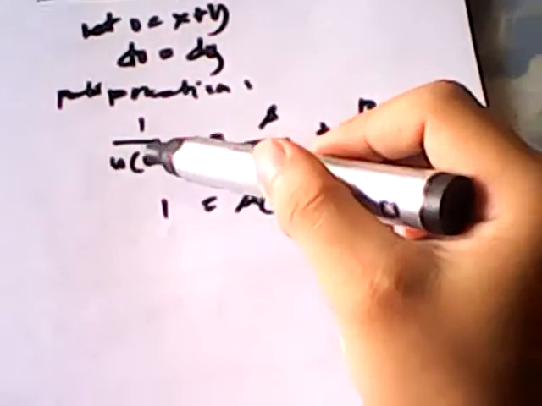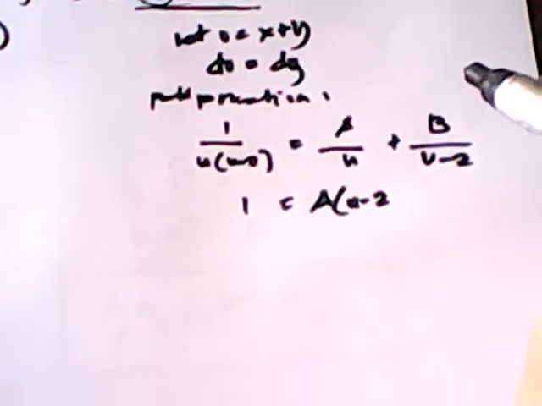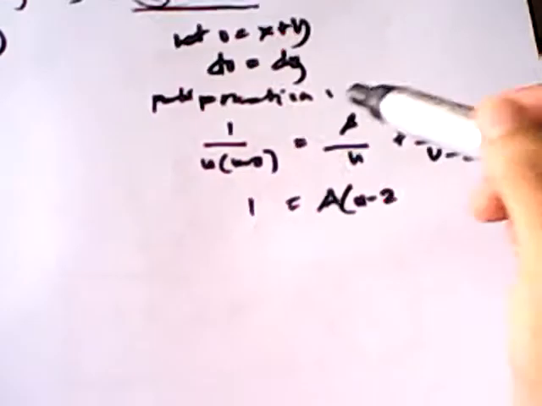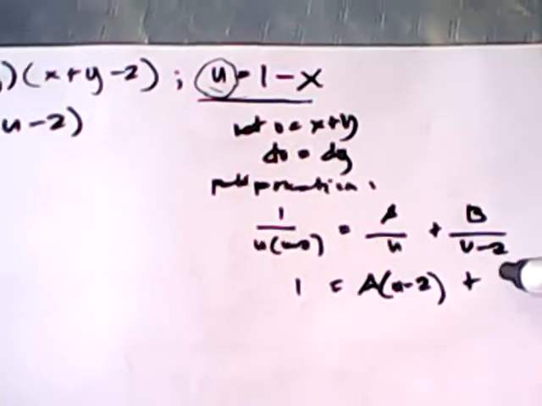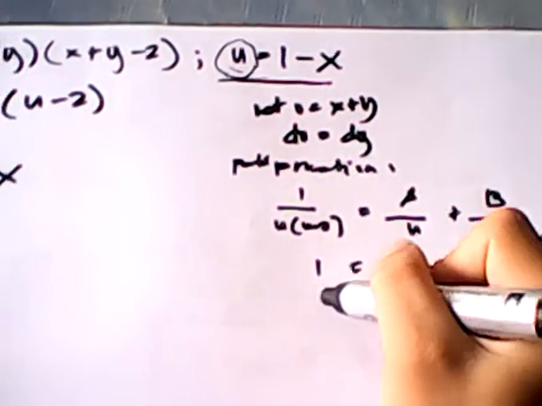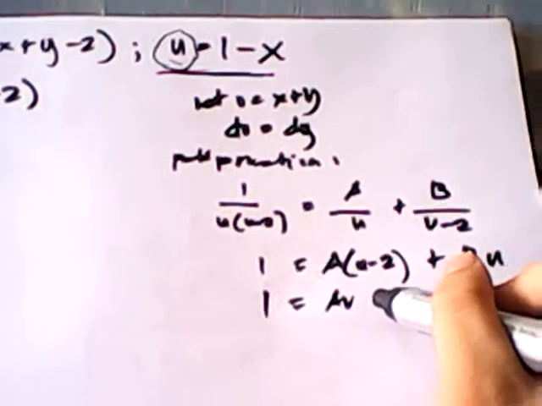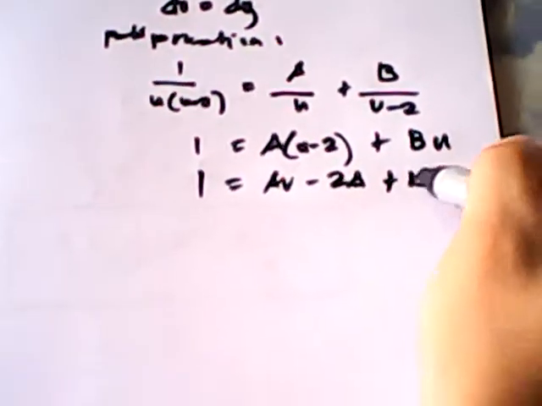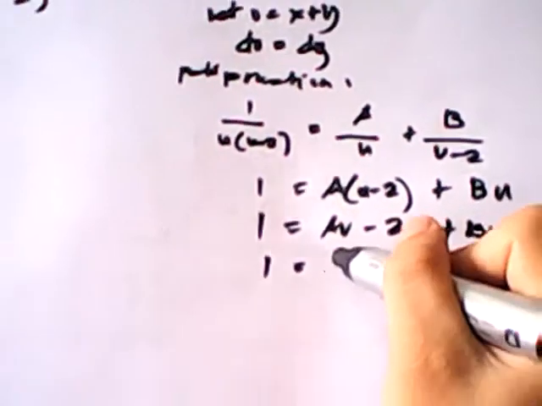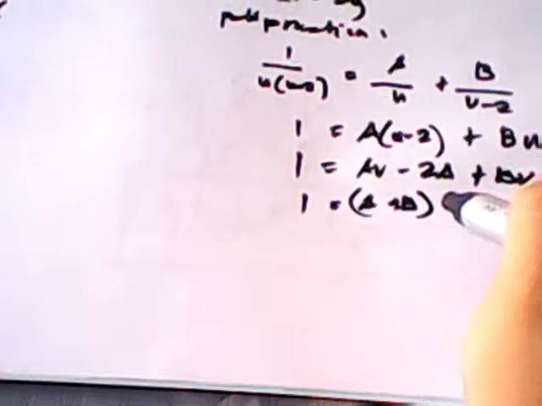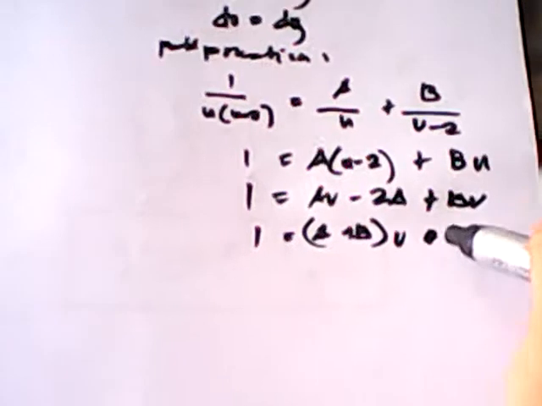To integrate, we have to get the 1, so we have to multiply it by u times u minus 2: A times u minus 2 plus B u. 1 is equal to A u minus 2A plus B u. 1 is equal to A plus B, u plus this is minus 2A.